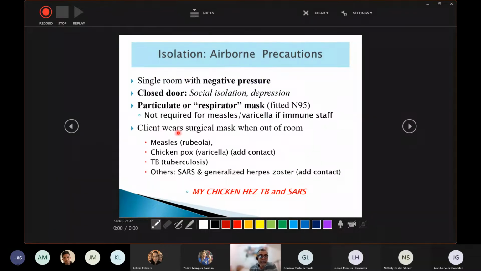In the case of the client, the one that is leaving the room, the client is not wearing an N95, is wearing a regular surgical mask. What you don't want from the client is to emit, to throw through the nose and the mouth, the bacteria or the virus.